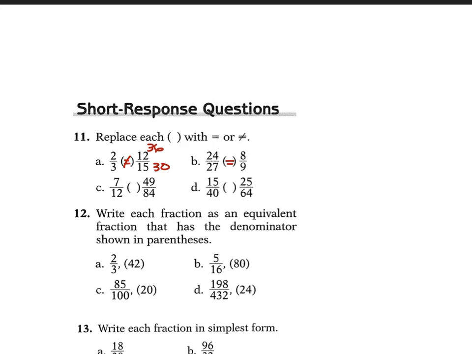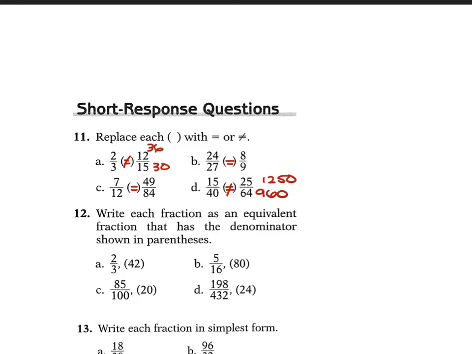For C, we have 7/12 and 49/84. So if we took the 7 and multiplied it by 7, we get 49. 12 times 7 is 84. So those two are equal as well. For D, we have 15 over 40 and 25 over 64. The 15 times 64 gives us 960, and the 40 times 25 gives us 1250. So because these are not equal to one another, the fractions are not equal to one another.